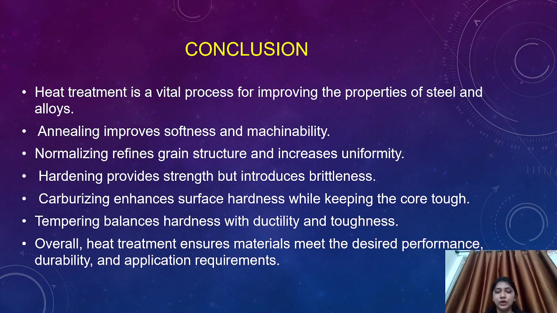And here is the conclusion. To conclude, heat treatment is essential for tailoring properties of steel and alloys. Annealing improves softness and machinability. Hardening gives very high strength and wear resistance. Normalizing ensures uniform strength. Other processes like carburizing and tempering help balance with ductility. So, without heat treatment, modern industries like automobile, aerospace, and manufacturing would not be able to produce safe, durable, and high performance products.